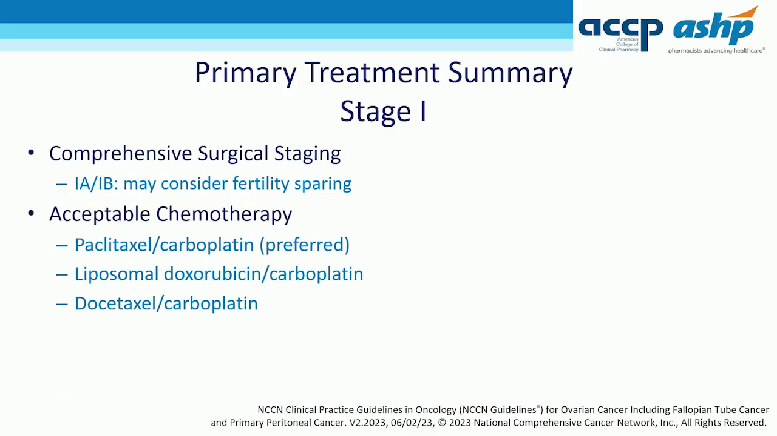And so just in summary, for stage 1 ovarian cancer, if they're 1A or 1B, we may have some options for fertility sparing. Otherwise, we are going to be offering a comprehensive surgical staging for these patients. And then in terms of chemotherapy, we're going to be looking at that preferred regimen of carboplatin and paclitaxel, but do have the option to substitute it out for that liposomal doxorubicin or docetaxel.